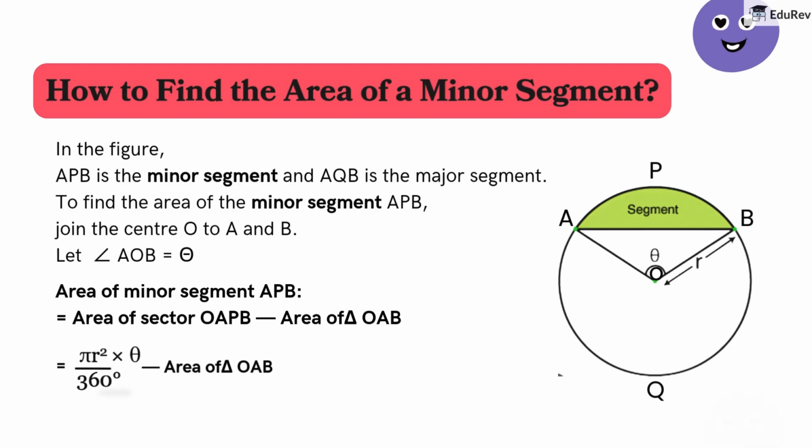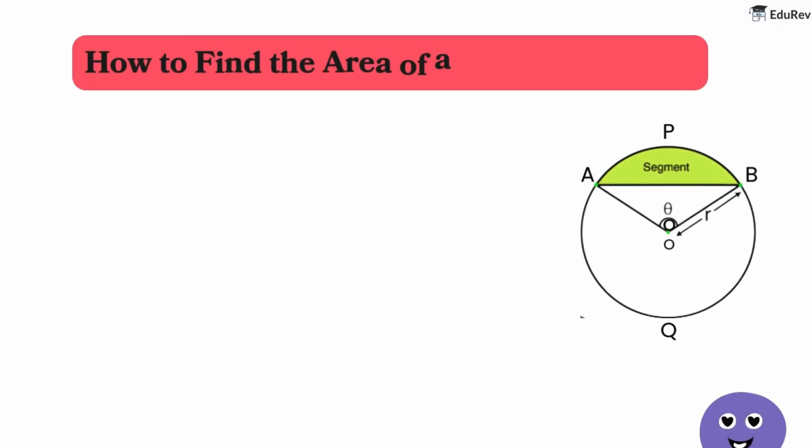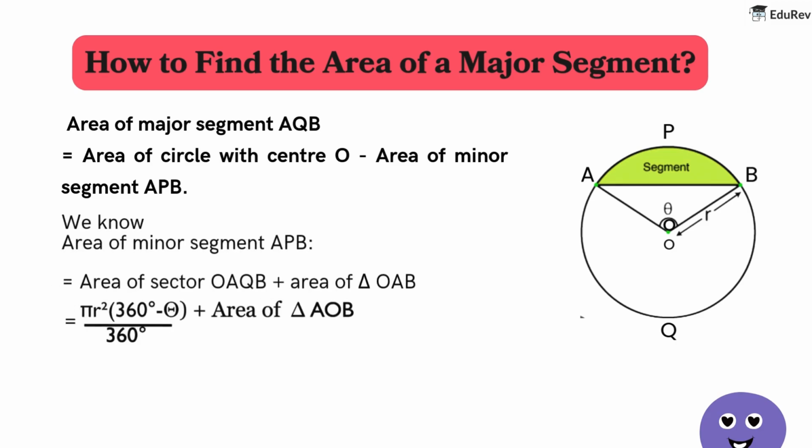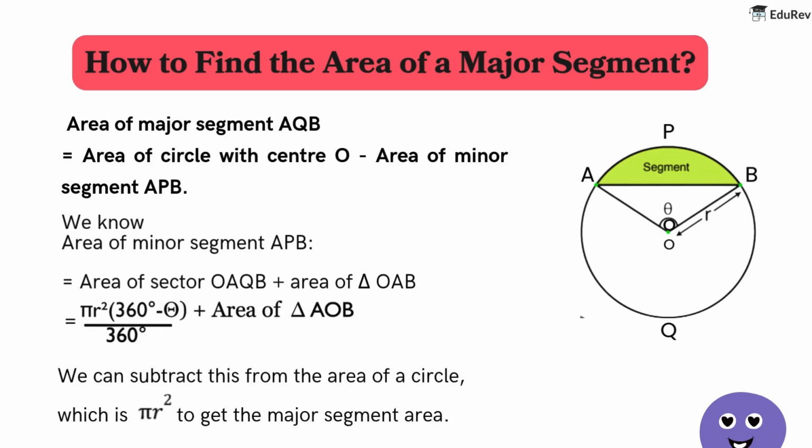Moving on, let's learn how to find the area of a major segment. The area of the major segment AQB can be calculated by subtracting the area of the minor segment APB from the area of the circle with center O. We know that the area of the minor segment APB can be defined as the sum of the area of sector OAQB and the area of triangle AOB. So, we can take the total area of the circle, which is pi r squared, and subtract the minor segment area to find our major segment area.